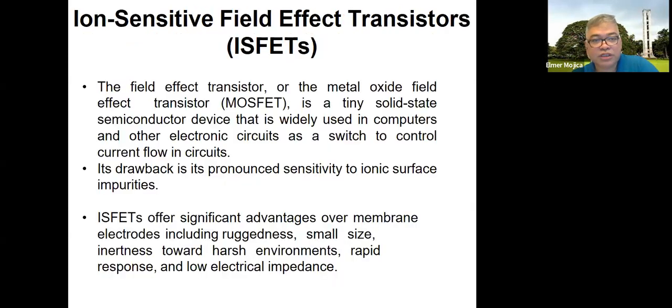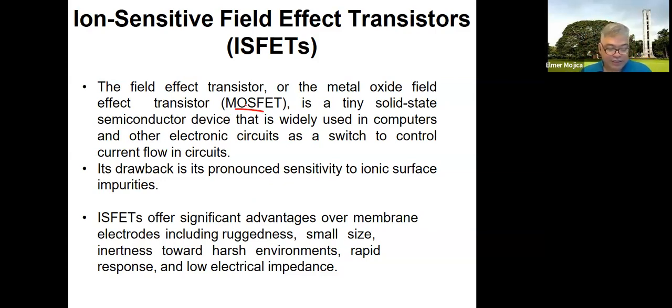So that's the liquid membrane electrode, and then I have here just some short notes of the other potentiometric electrodes. Okay, so one that we have here is the so-called ion sensitive field effect transistor. So this field effect transistor, the metal oxide field effect transistor, that's what we call MOSFET.